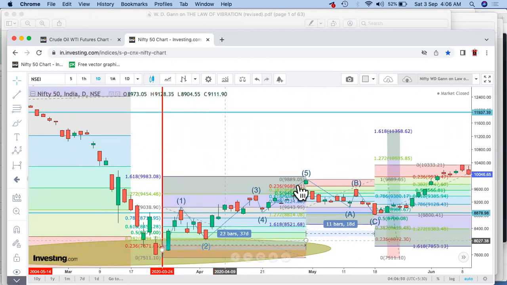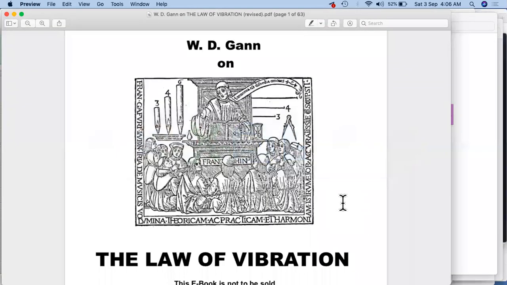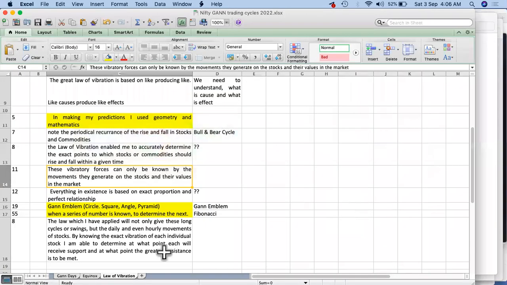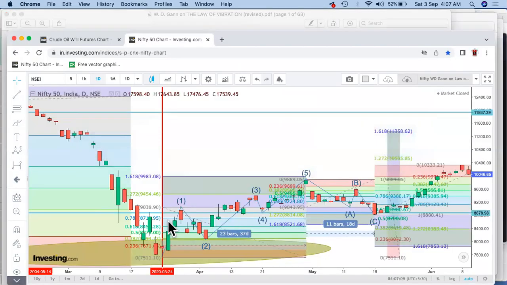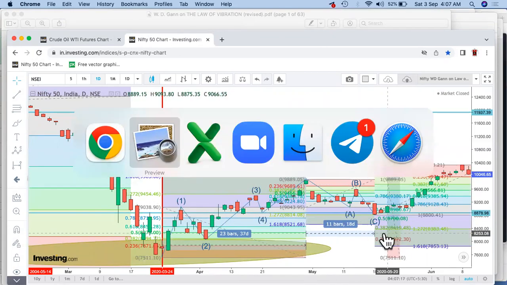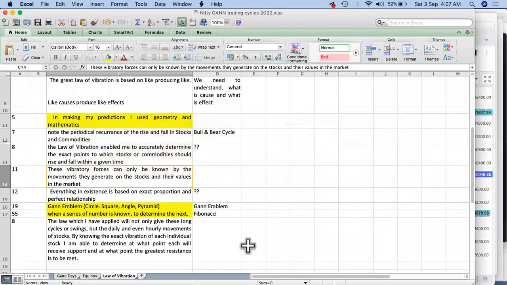So we saw that, okay, the reversals which have been happening, these are again more in terms of ratios. The ratios that Gann talks about is everything in existence is based on exact proportion and perfect relationship. So we see a perfect relationship over here, a perfect ratio which has been formed. The ratios are also there, the relationship is also there. So both the things are again coinciding over here, right?